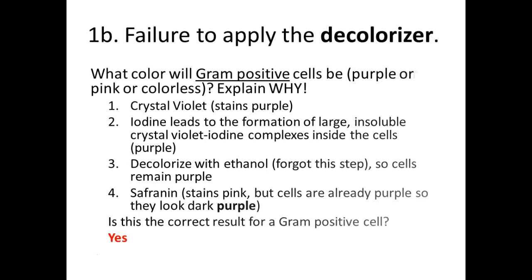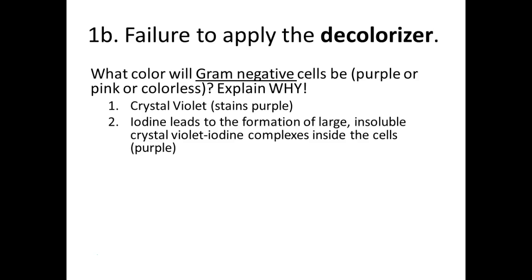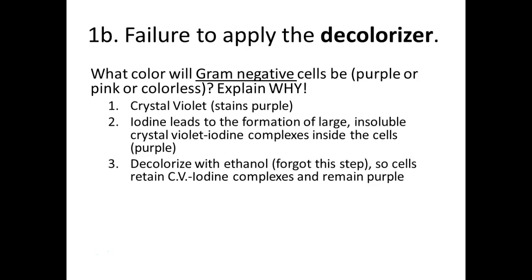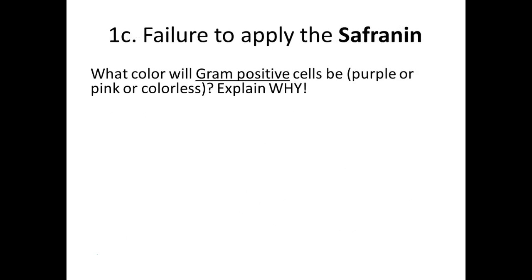But what about our gram-negatives? They're going to end up being purple, right? Because you're going to stain them purple. You're going to add your iodine. If you don't decolorize, they're going to stay purple. Even if you stain them with the safranin, they're going to be purple. Is this what they're supposed to be? No. Right? So, you forget decolorization, you're going to end up with 2 purple cells. You can't tell positive from negative. Take-home message is every single step is important, right? Done in the correct order.